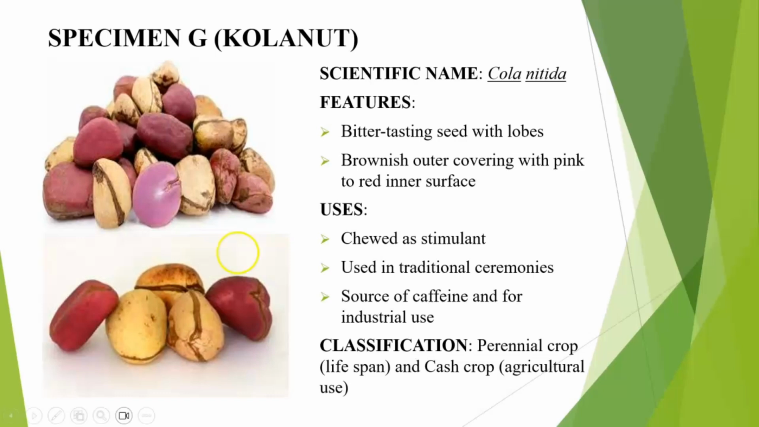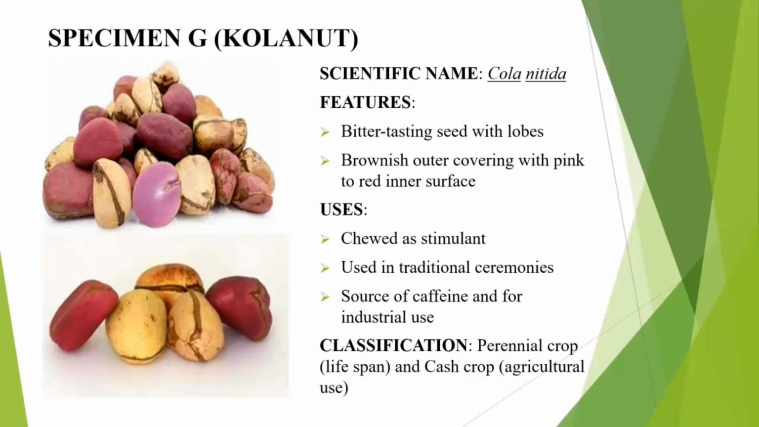Now, if you see how I wrote this, it is Cola, the C starts with a capital letter, underlined, and then nitida, the N starts with a capital letter, underlined. So in the exam, you should start the first name with a capital letter and the second name with a small letter. Never make the mistake of writing both with a capital letter. And also, when you have done that correctly, underline each of them separately.